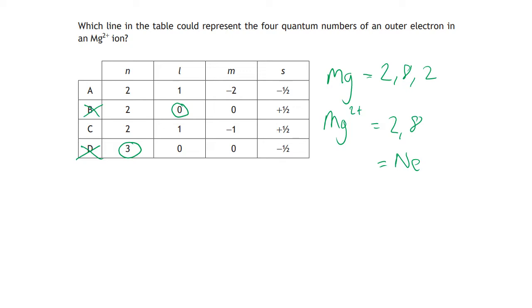Now, if you have an angular momentum of 1, if L equals 1, ML can equal minus 1, 0, or plus 1. Those are your only options. So this here, that minus 2, that cannot happen, so we would eliminate A. Minus 1 works, and plus a half is reasonable for an electron. So our answer to this one is C.